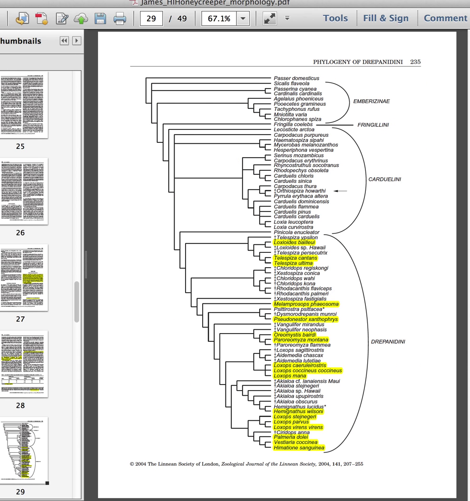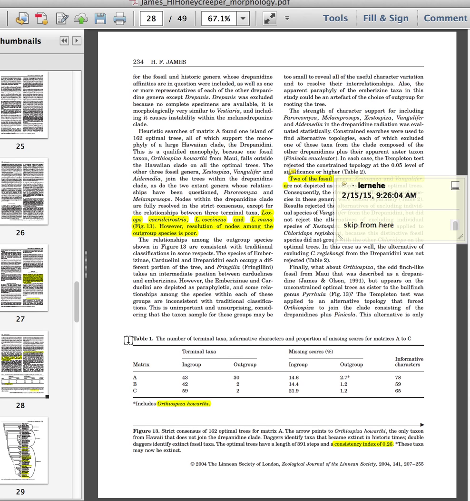But here we go into the tree, and actually there's a table first. This table has the informative characters, and that means characters, you know what informative means, right? They had states that were not all unique to a single individual. That is, they weren't autapomorphies. They're synapomorphies, so they group different species. So how many informative characters were there in the different matrices?